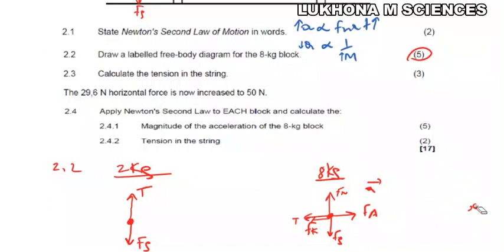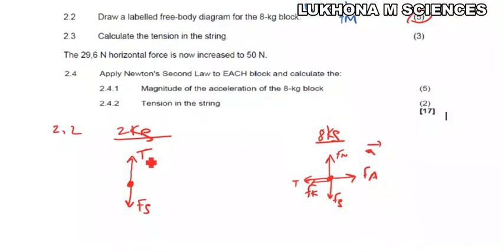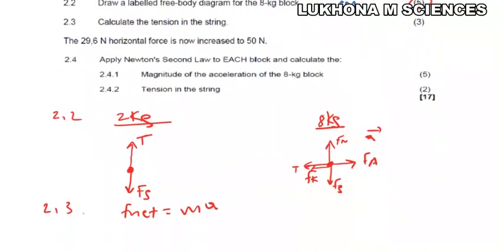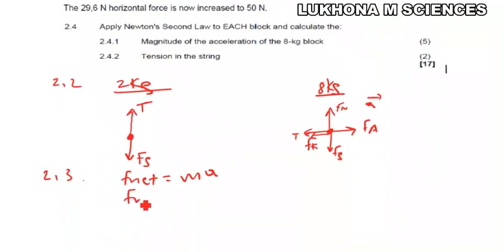The following question says, calculate the tension in the string. Since the question says calculate the tension, we are going to start with the simplest free body diagram. If you look here, this one is very simple. So that is 2.3. F net is equal to ma. But remember that the statement says constant speed, therefore F net is equal to 0 because the acceleration is equal to 0. The forces are balanced, so F net is equal to 0.